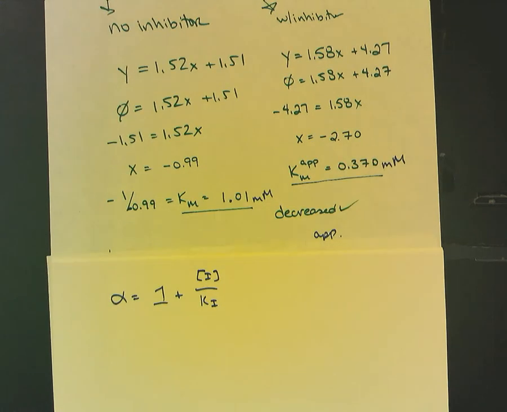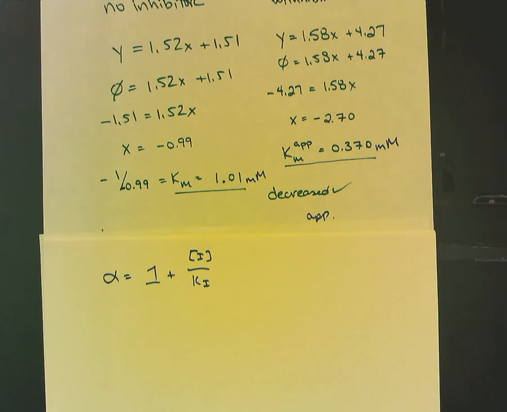All right, so the problem was, just like you had in your homework, I have to figure out what the inhibitor concentration is. The equation for alpha is alpha equals 1 plus the concentration of I over the inhibitor equilibrium constant. So the first thing we have to do is figure out alpha, because otherwise there are too many things that we don't know.